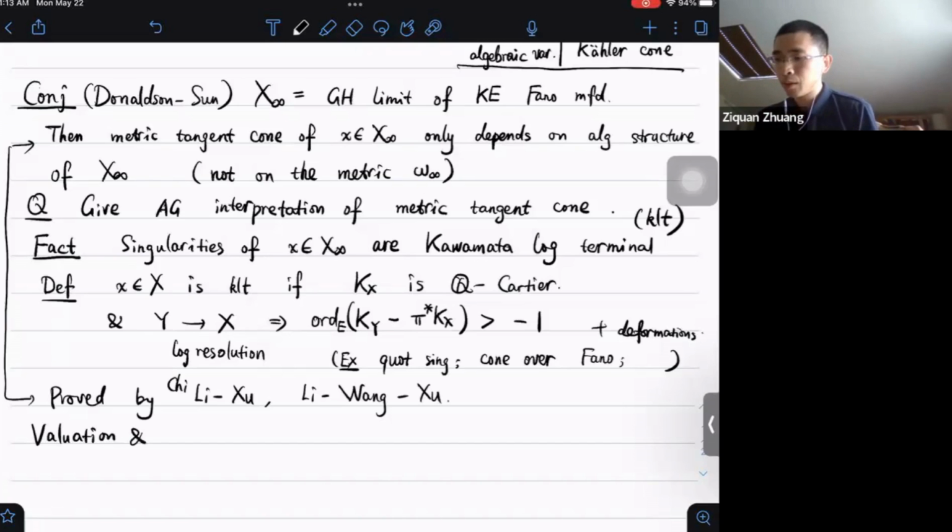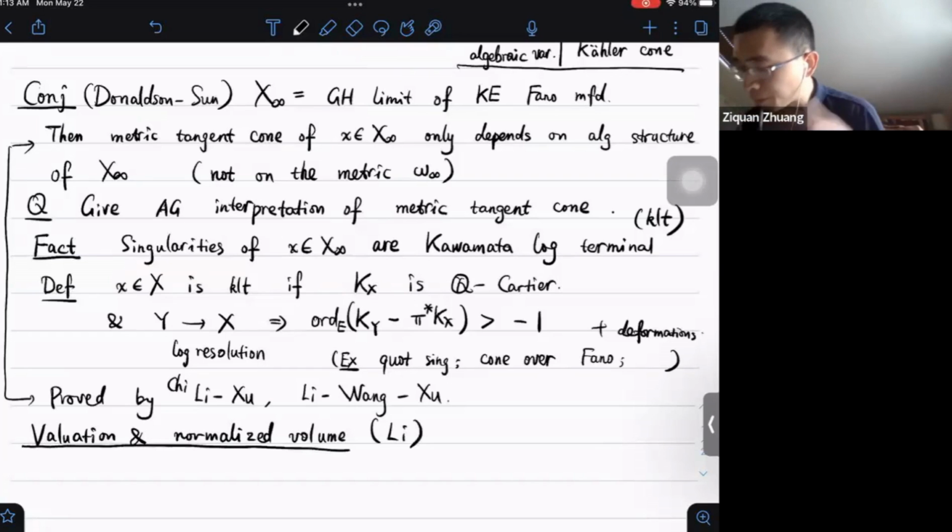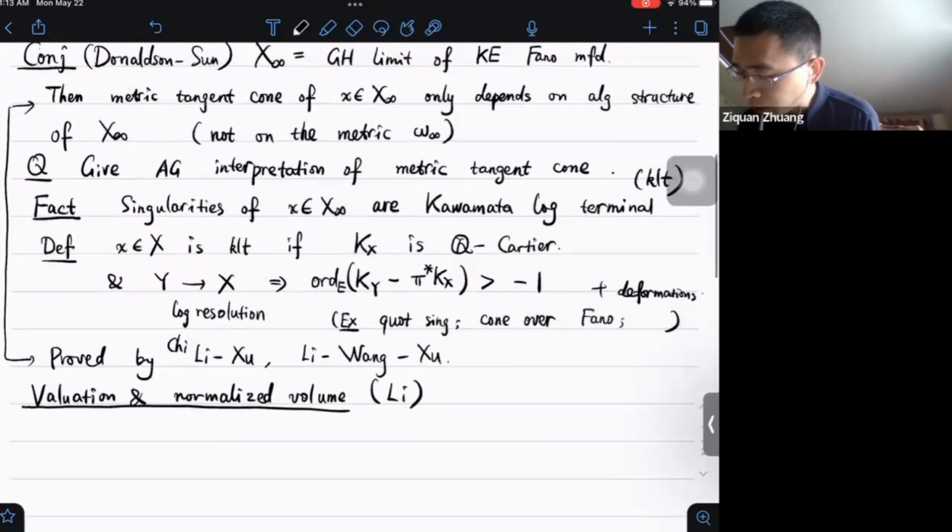And this metric tangent cone construction comes from a particular valuation that minimizes an invariant called the normalized volume. So this goes back to the work of Li. Okay, so instead I want to set up an algebraic formulation of some variational principle. That's the rough strategy. Okay, so let me define some of these names.